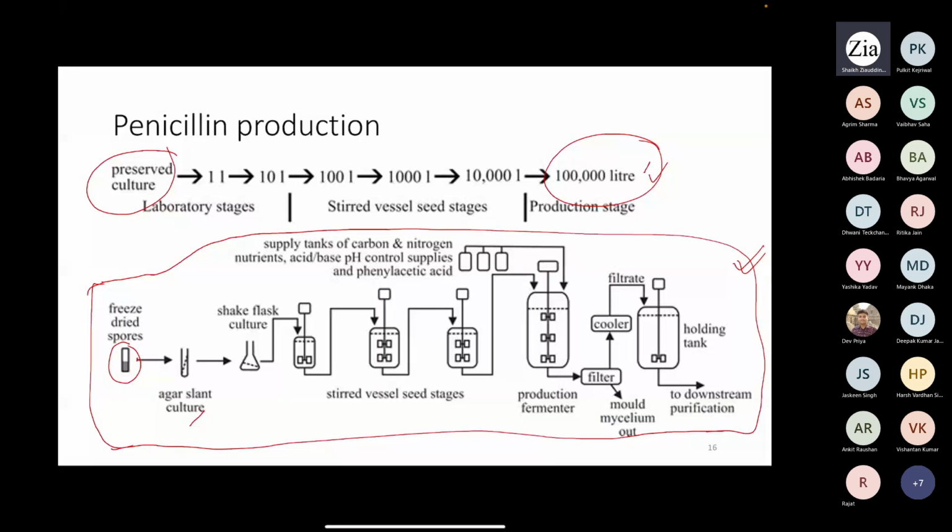And after production. So if you see this, first you grow the culture, and penicillin is again one kind of secondary metabolite. After growing the culture slant, you transfer it to the shake flask. The volume of the shake flask is say about 500 ml. Then you transfer it to a 1 liter reactor. Then you have a 10-liter reactor. Then you have a 100-liter reactor.